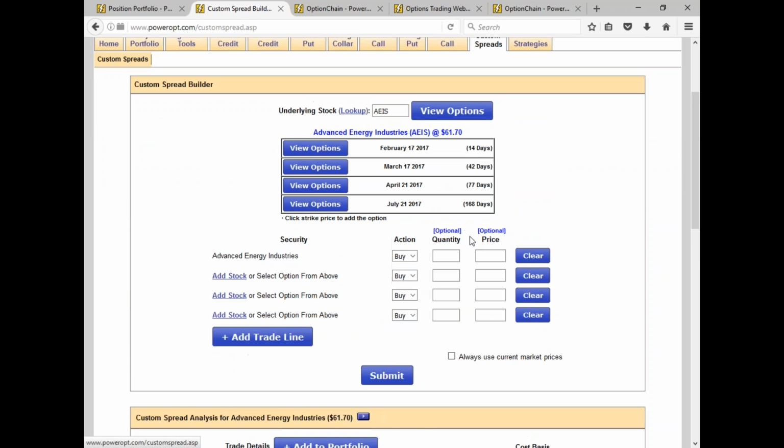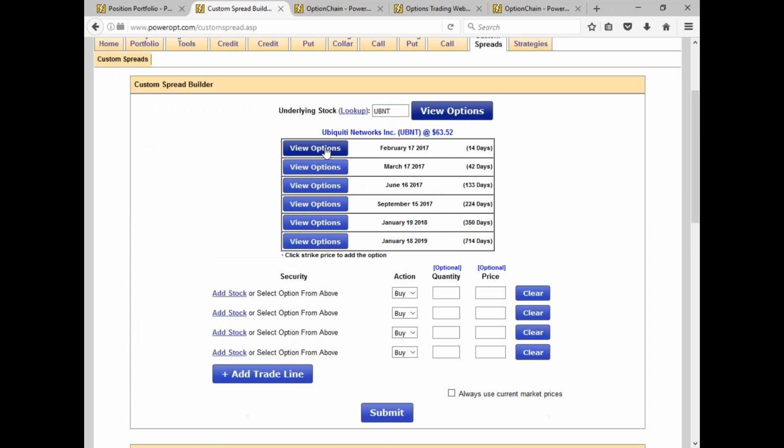And now let's use UBNT. UBNT has earnings coming up, so I don't want anyone to think that I want anyone to enter these positions.